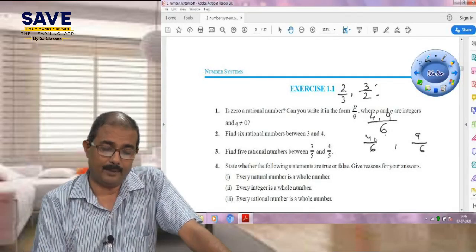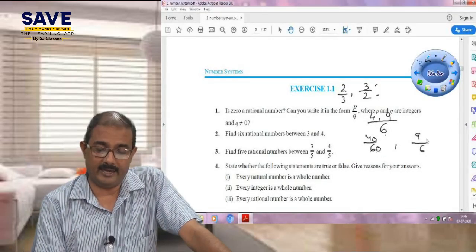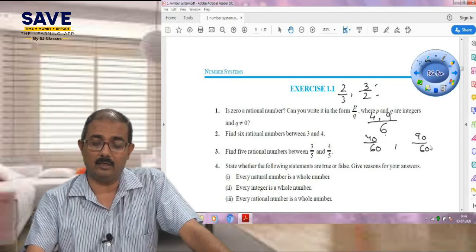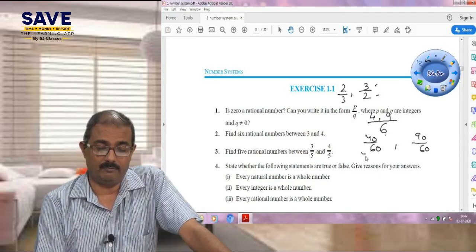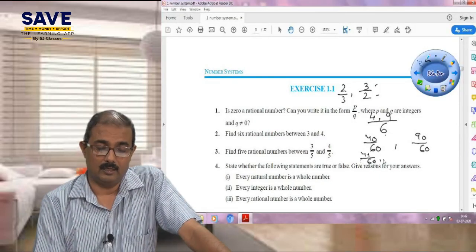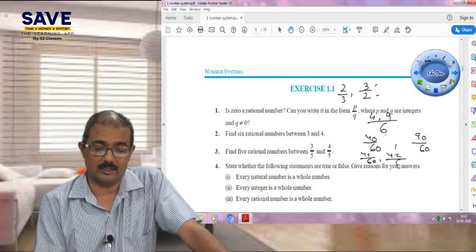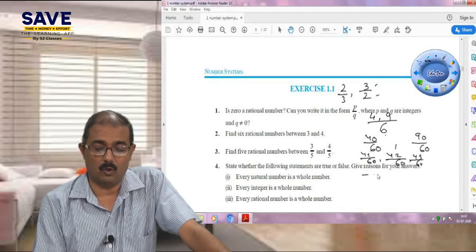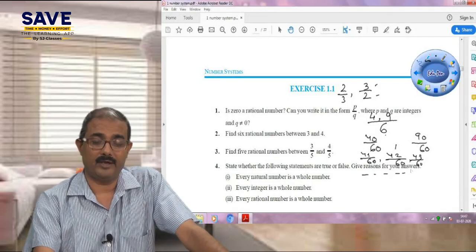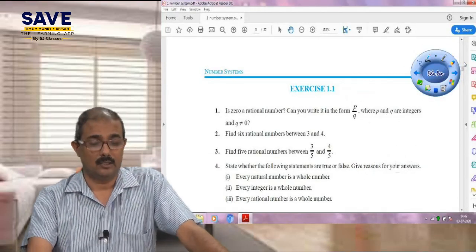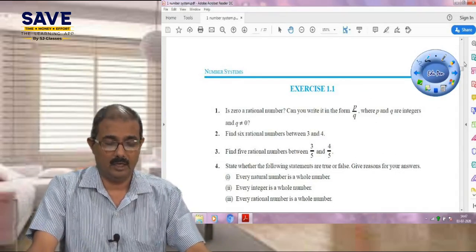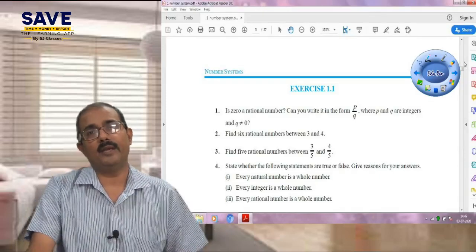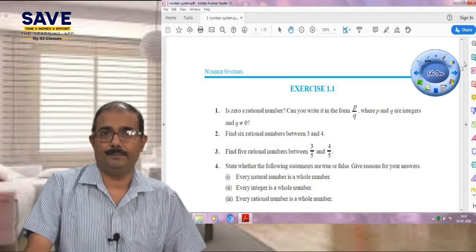You simply multiply numerator and denominator by 10, and you can write many rational numbers between these two, like 41 upon 60, 42 upon 60, 43 upon 60, and so on. You can write infinite rational numbers. So students, this is the method to find rational numbers between two given rational numbers. Try to make the denominator the same.